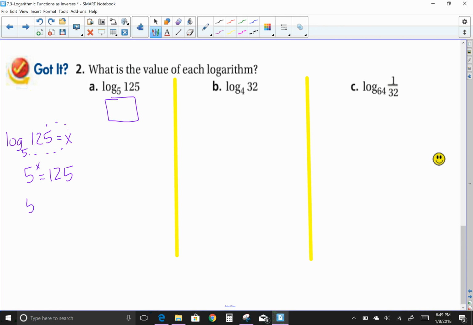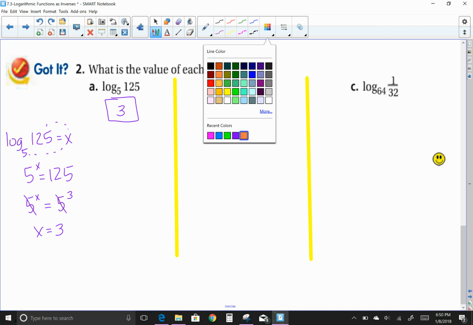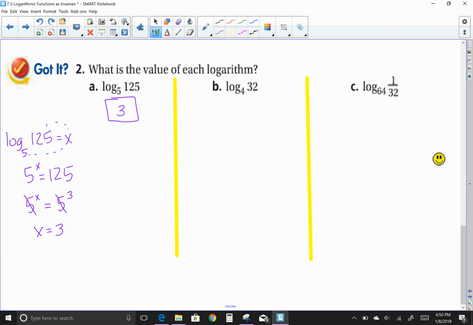So 5 to the x equals 5 to the third. And now when my bases are the same, I can get rid of them, and I know that x equals 3. But there's no x in this problem, y'all, so I don't want x in the answer. What's the log base 5 of 125? It's 3.